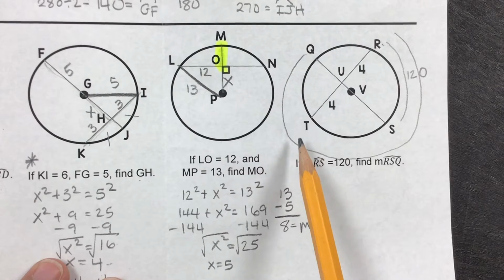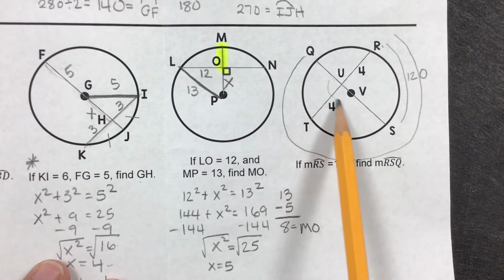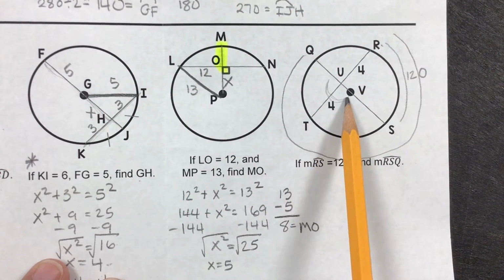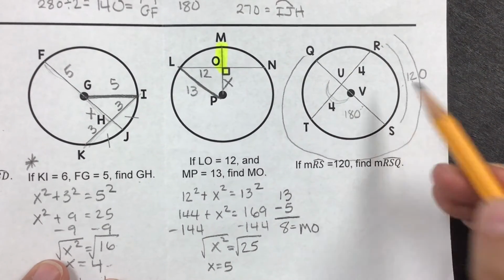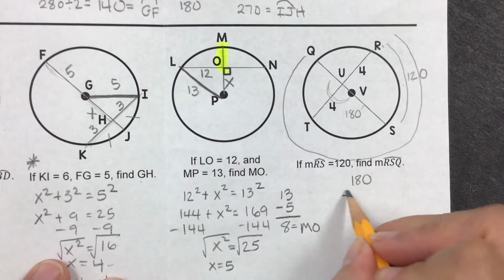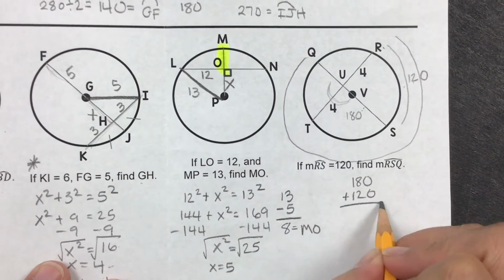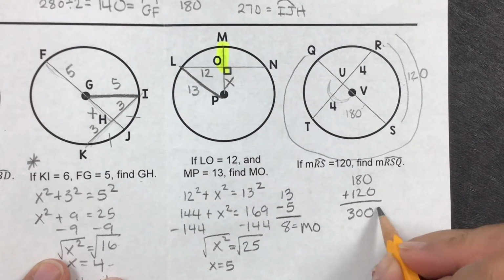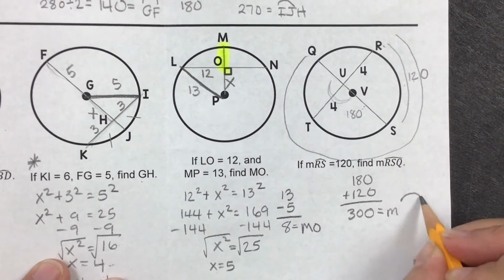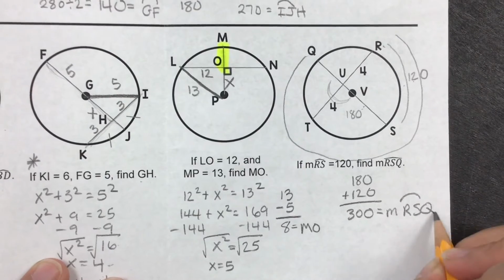So we can do this a couple of ways. I see that this is 180 because it's a diameter. So we just add these two things together. So 180 plus 120, which gives you 300 as the measurement of the arc RSQ.